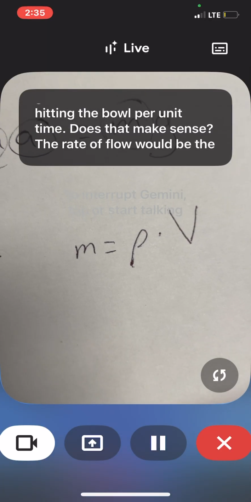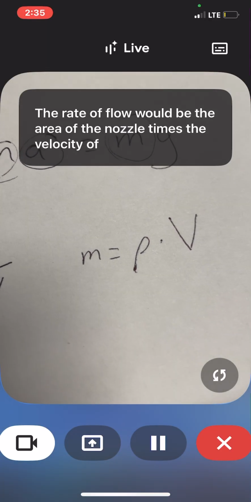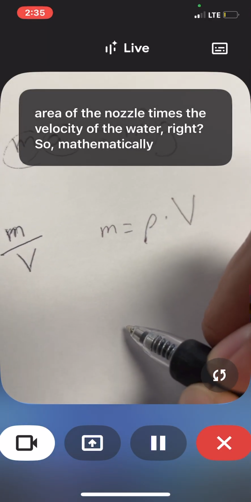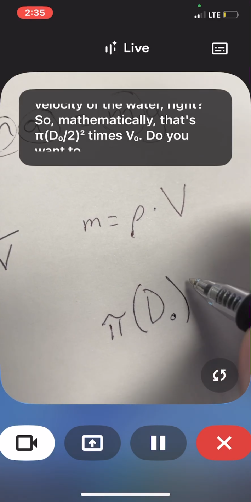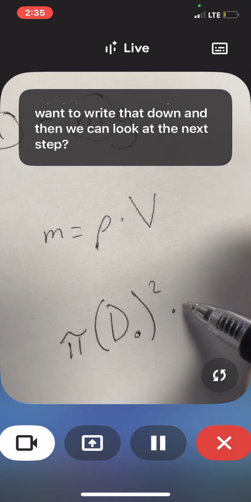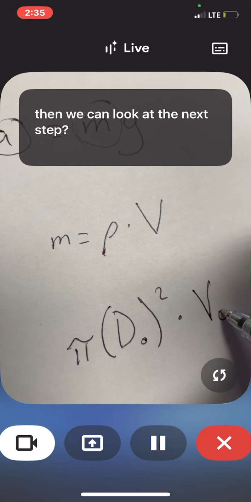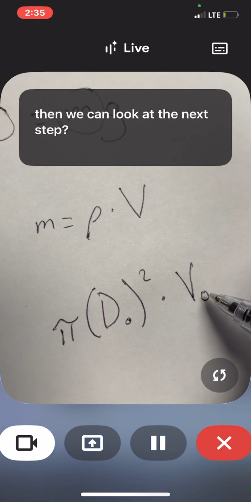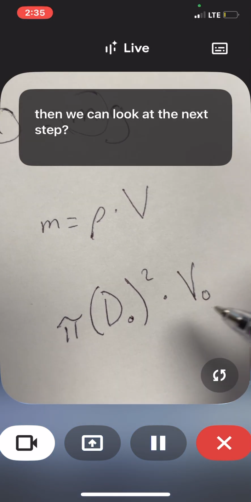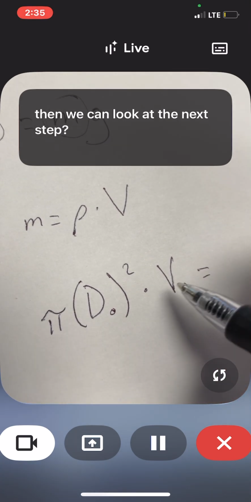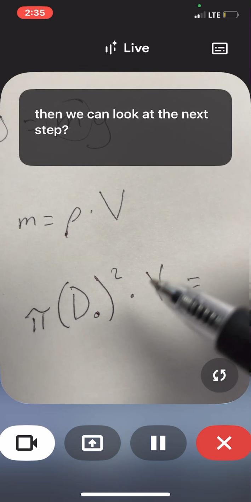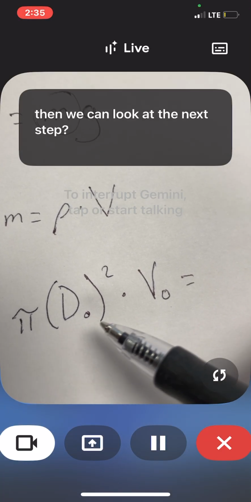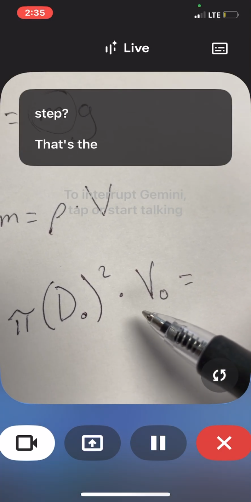The rate of flow would be the area of the nozzle times the velocity of the water, right? So mathematically, that's pi (d/2) squared times v. Do you want to write that down, and then we can look at the next step? So that's this, v naught is the... So what does this all equal when we multiply this right here? That's the volume flow rate.